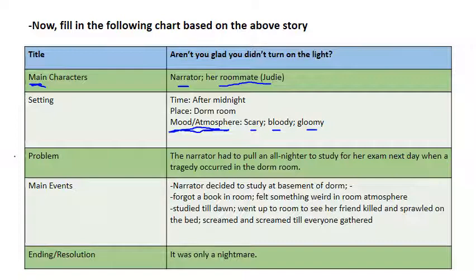Main events, I divided them into 3. You can put 4, a maximum of 4. Narrator decided to study at basement of dorm room. Forgot a book in room, felt something weird in room atmosphere. Notice phrases. I do not want complete sentences. Studied till dawn, went up to room to see her friend killed and sprawled on the bed, screamed and screamed till everyone gathered. Ending and resolution, it was only a nightmare.